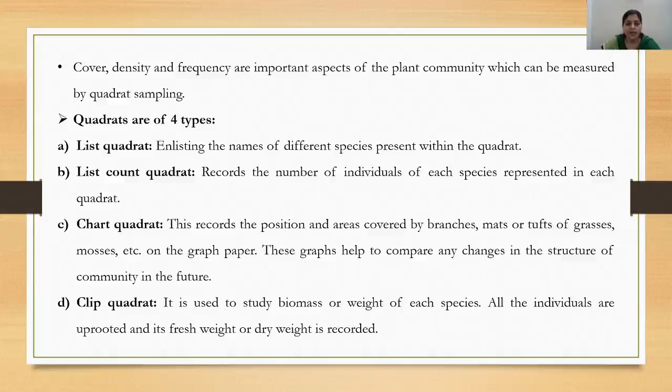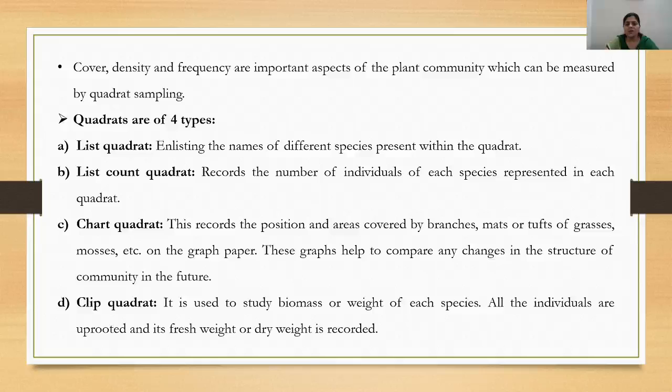Then the cover, density and frequency are the important aspects of the plant community which can be measured by quadrat sampling. In this quadrat sampling, there are basically four types, out of which the first type is the list quadrat method. In this list quadrat method, the enlisting of the names of different plants is undertaken, so that we just list down the names of the plants which are present within that quadrat.